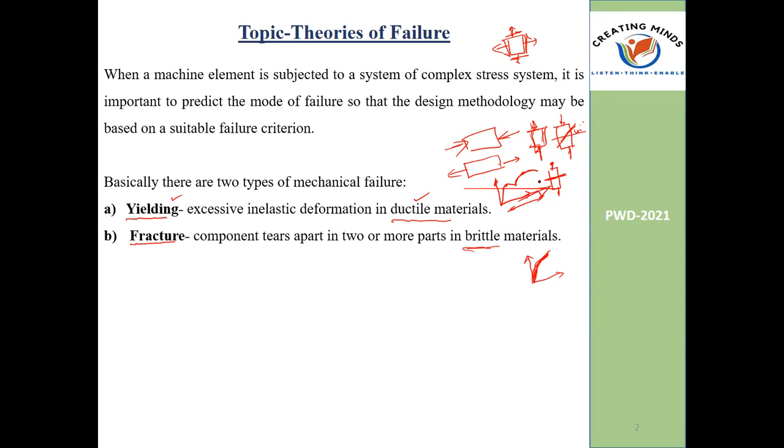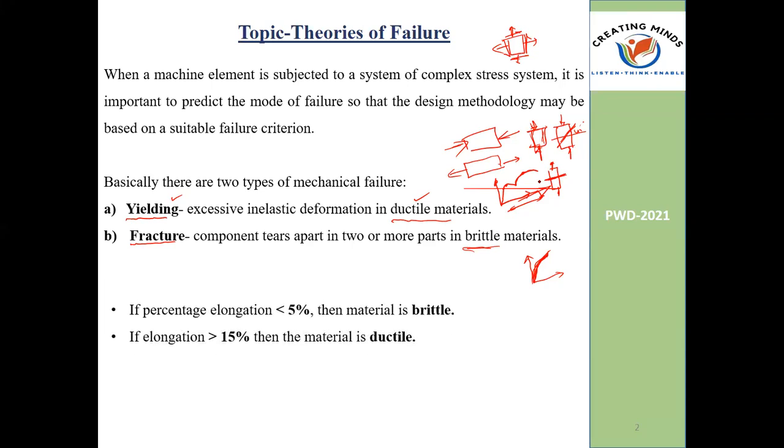You have to remember these things. But here, what you must know is that materials are basically of two types, ductile material and brittle material. Ductile material fails under yielding, and brittle material fails under fracture. Any doubts? Okay. No, sir. Yes, see, this is very, very important.